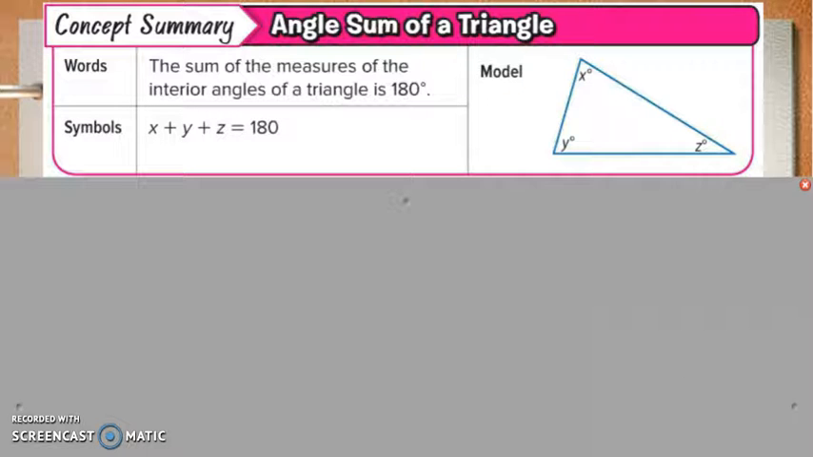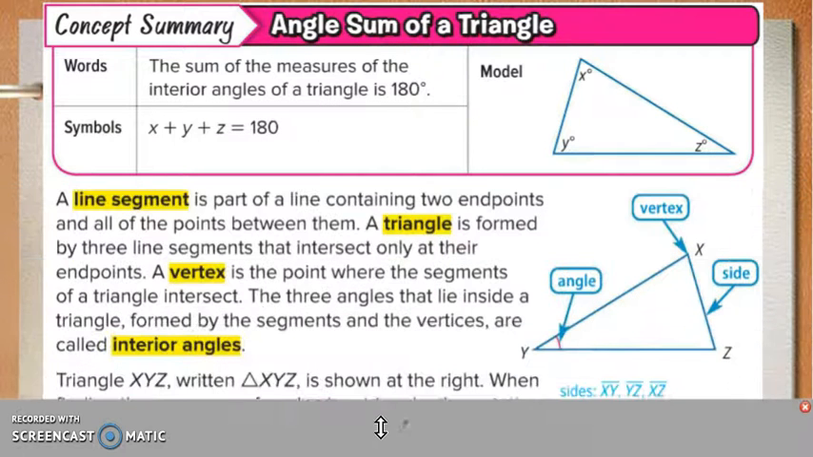In a triangle, there are 3 angles and 3 sides. If we add the angles together, the sum of the angle measures needs to be 180 degrees. Looking at the model, angle X plus angle Y plus angle Z must equal 180 degrees.